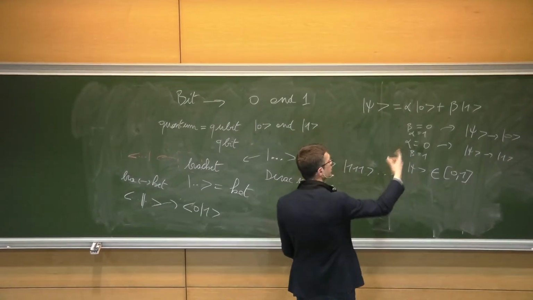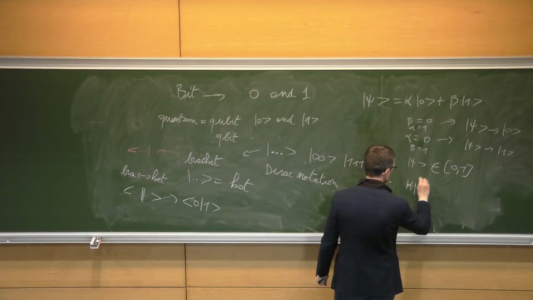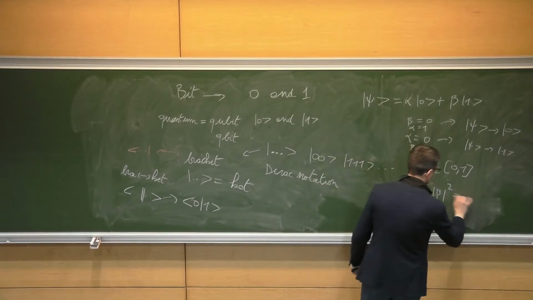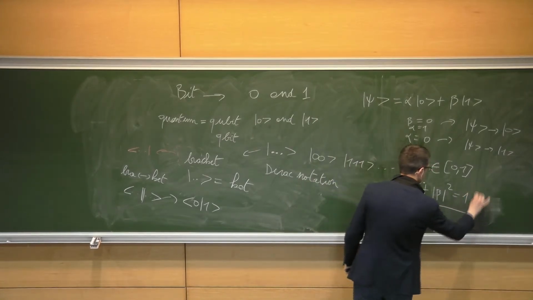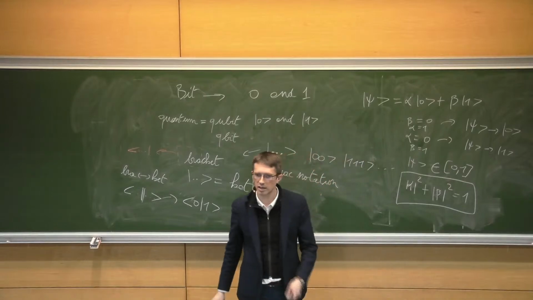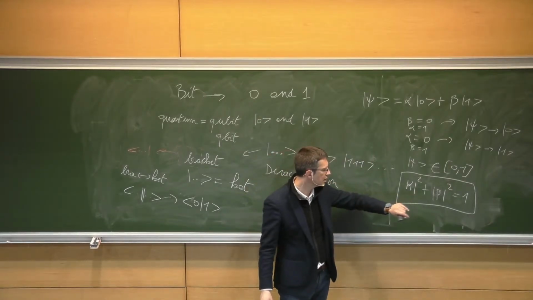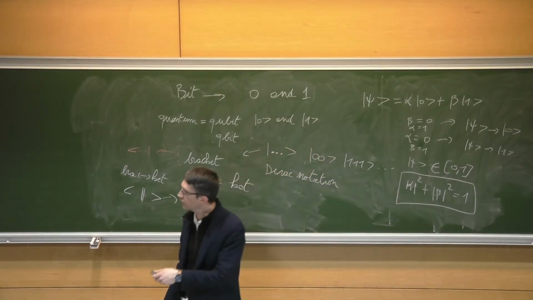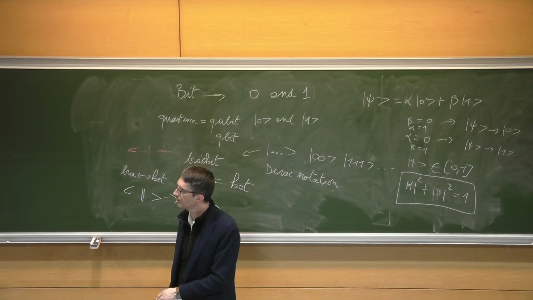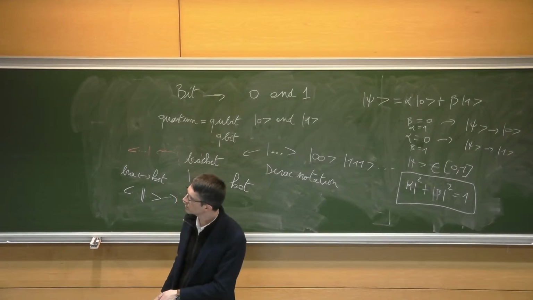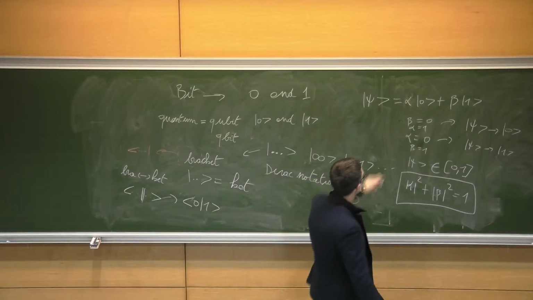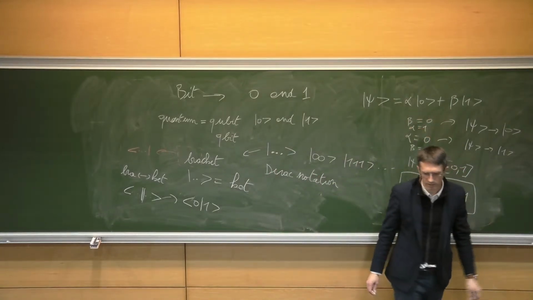That means that there is a relation between alpha and beta, these two coefficients, which is that alpha squared plus beta squared equals 1. Okay? But that's not it, because as you can see, I'm using complex notation, because those coefficients, alpha and beta, in the most general way, are complex numbers.